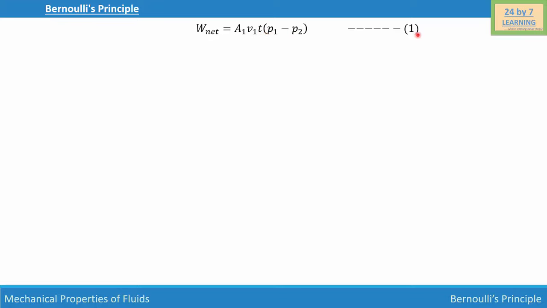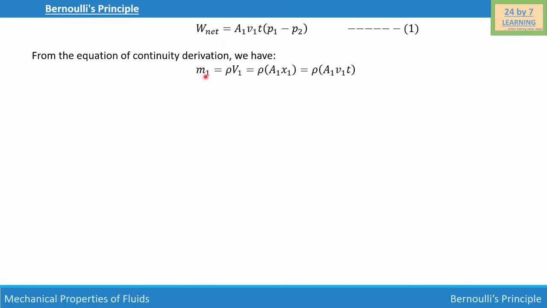From the equation of continuity derivation, we have M1 is equal to rho V1, where rho is the density and V1 is the volume, and if we simplify, we have rho A1 x1, and that is equal to rho A1 v1 t. And in the same way, we have M2 is equal to rho V2, that is equal to rho A2 x2, and that is also equal to rho A2 v2 t.